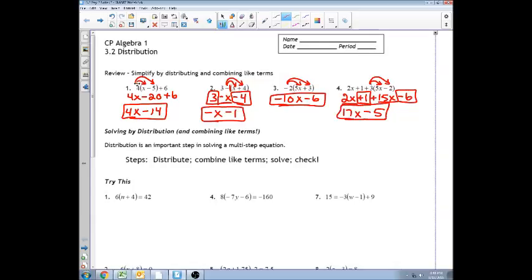All right. Solving by distribution. Basically, all we're going to do is the exact same process we did on the top there. It's just now we're going to have to solve for our variable. Distribution is an important step in solving a multi-step equation. So the steps are distribute, combine like terms, solve, and then check.